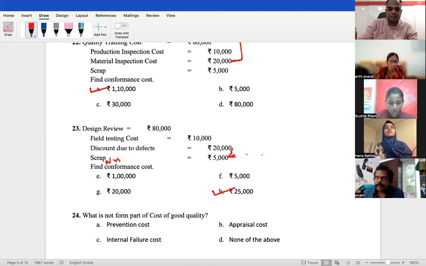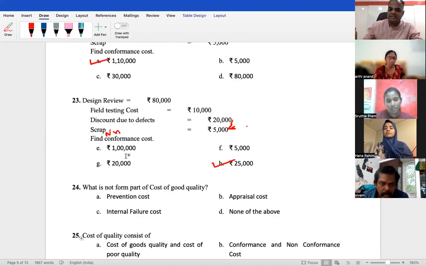Next. Which will not form part of cost of good quality? Option A, prevention cost, B, appraisal cost, C, internal failure cost, D, none of the above. Not C. Internal failure cost does not form part of cost of good quality. Yes.